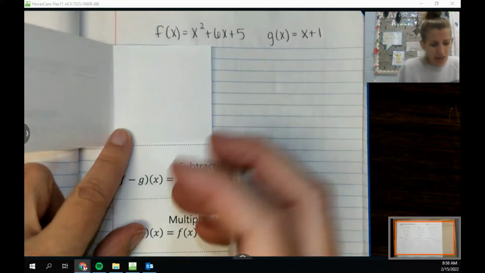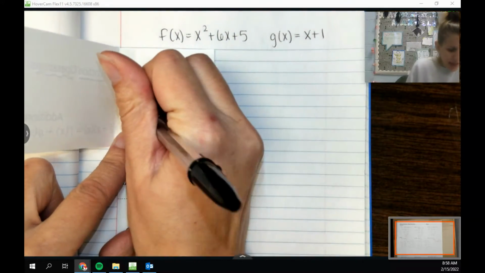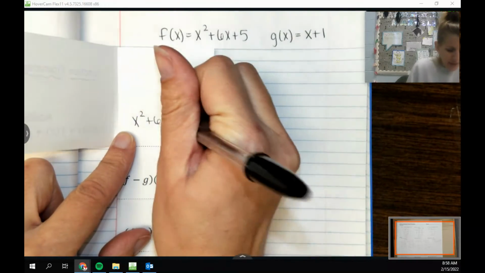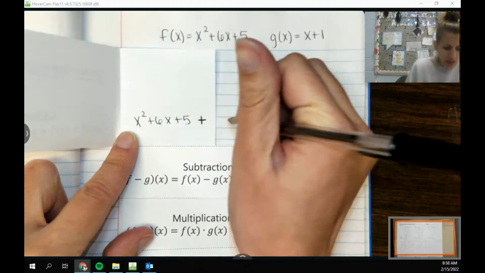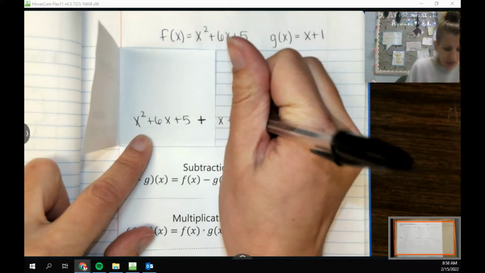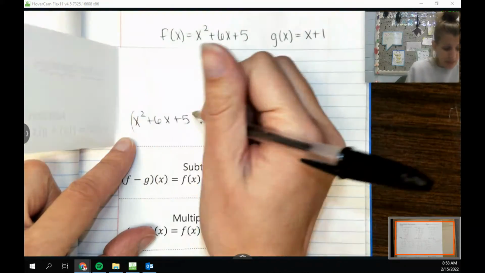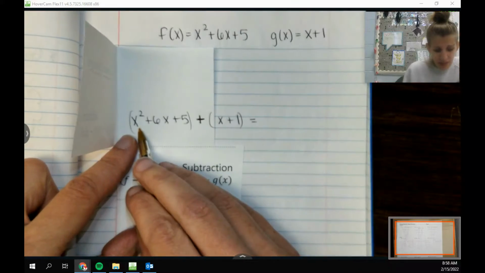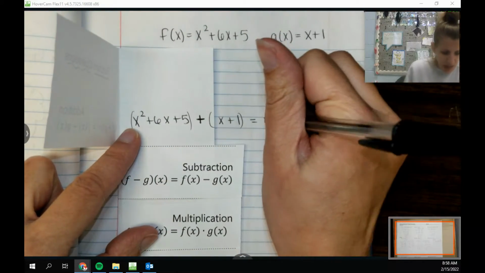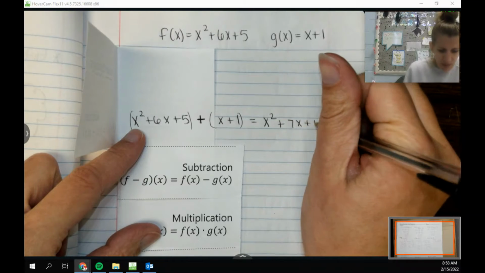Okay, so if we're doing addition, we're just going to take that f function, x squared plus 6x plus 5, and that g function, x plus 1, and just add them together. That's it. Like this one plus that one. And we can't do too much. All we can really do is combine some like terms. So x squared plus 7x plus 6.